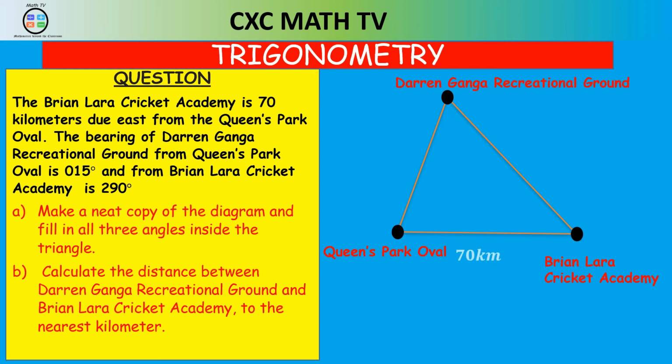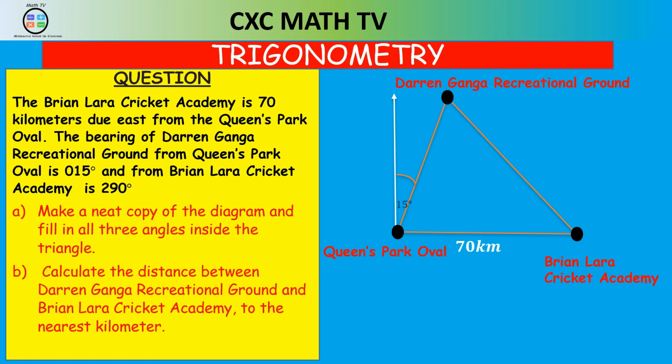And then it said the bearing from the Darren Ganga Recreational Ground from the Queen's Park Oval is 15 degrees. Remember, bearings are measured from the position. So from Queen's Park Oval, the angle from Queen's Park Oval to Darren Ganga, that's 15 degrees. So we'll put that there.